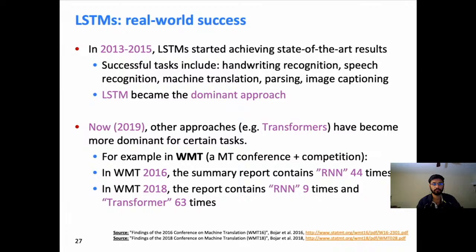So it seems that most people entering this competition were building their MT systems based on RNNs and, in particular, LSTMs. Then I looked at the report from 2018, just 2 years later, and I found that the word RNN only appeared 9 times, and the word transformer appeared 63 times. In fact, the organizers noted that most people seem to be using transformers now. So this shows that things change pretty fast in deep learning. The thing that was hot and new just a few years ago is now being passed by other kinds of approaches. You're going to learn more about transformers later, but that gives you an idea of where LSTMs are currently in applications.